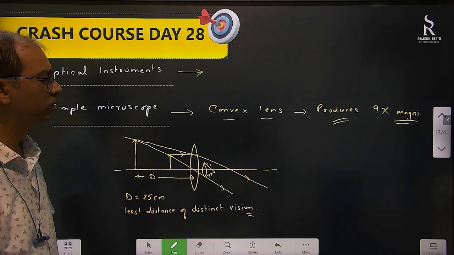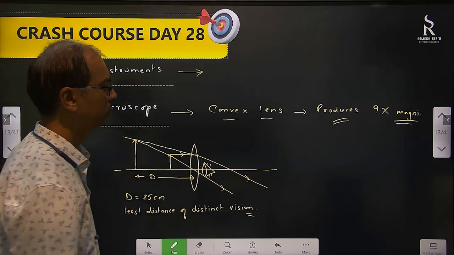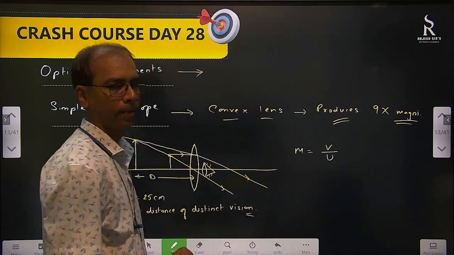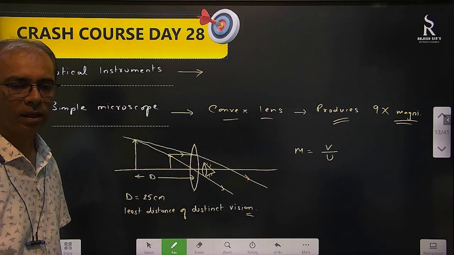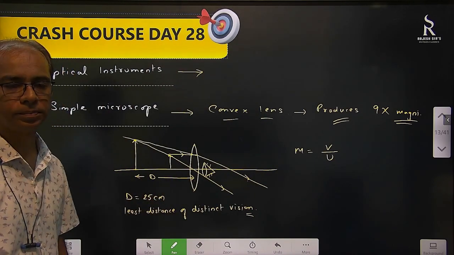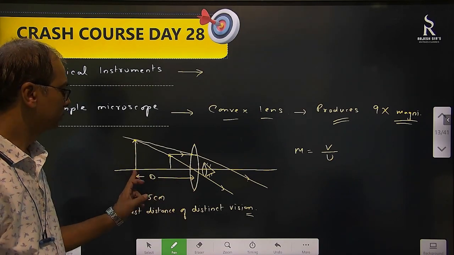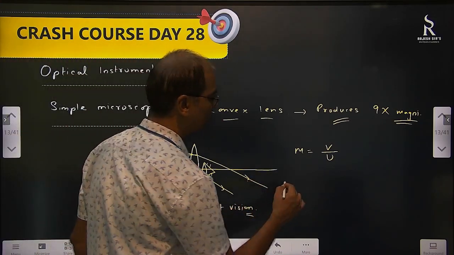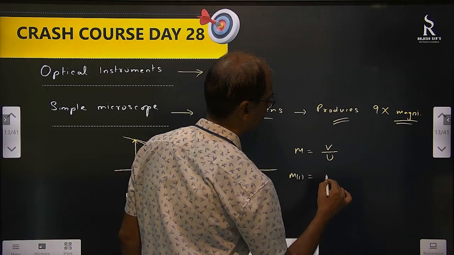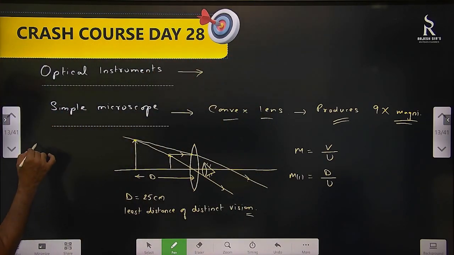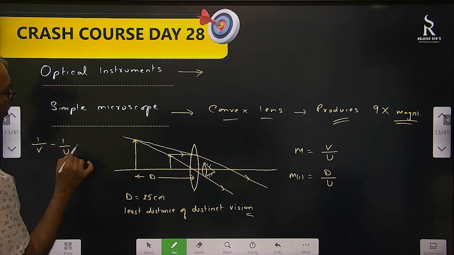Fine. Now we have to find its magnification. Magnification of a lens, what we have said, is V by U only. Correct? No doubt about that. So where do we want this V? V is at D, when you want the image to be formed at D. So first case, we want this V to be at D. But what is this U then? For U, I am going to use the formula 1 by V minus 1 by U equal to 1 by F.